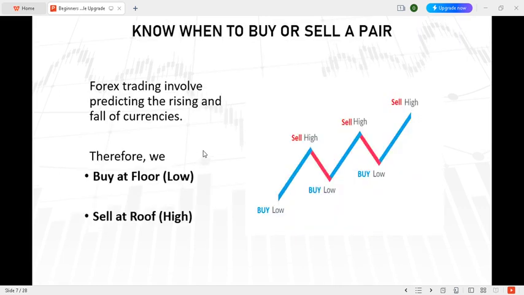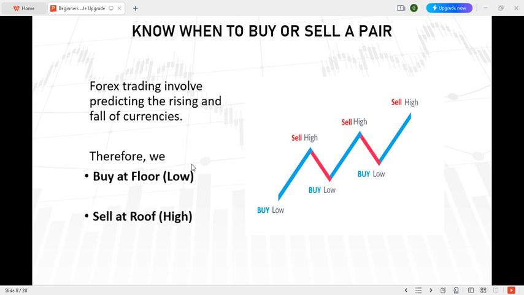All right, so like I said, this is just a beginners class. Now, there's a general saying in forex that you buy at the floor, of course, and you sell at the top. What do I mean? It's just the natural law of life. Everybody likes to buy when the prices are low. Of course, that's what we mean by floor, and everyone likes to sell when the prices are high.